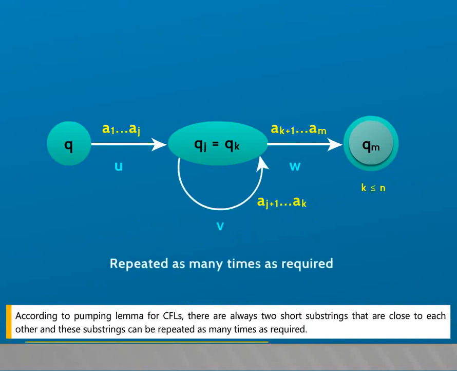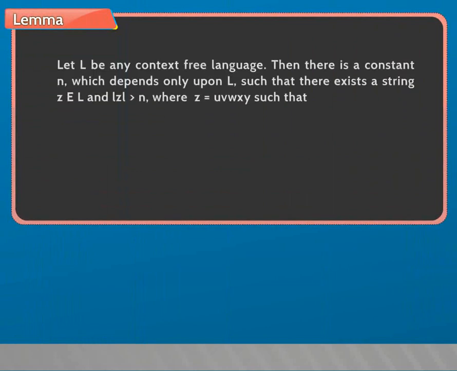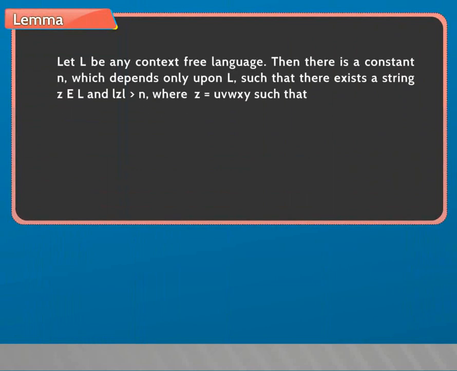According to the pumping lemma for CFLs, there are always two short substrings that are close to each other, and these substrings can be repeated as many times as required. Lemma: Let L be any context-free language. Then there is a constant n, which depends only upon L, such that there exists a string z in L with |z| greater than n, where z is equal to uvwxy, such that |vx| is greater than or equal to 1, |vwx| is less than or equal to n, and for all i greater than or equal to 0, u v^i w x^i y is in L.